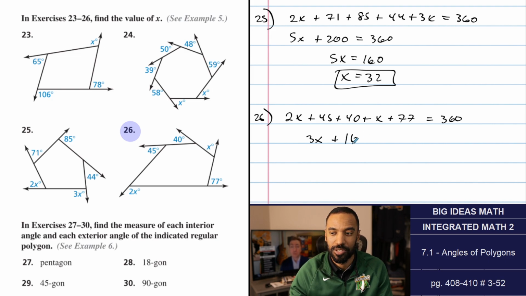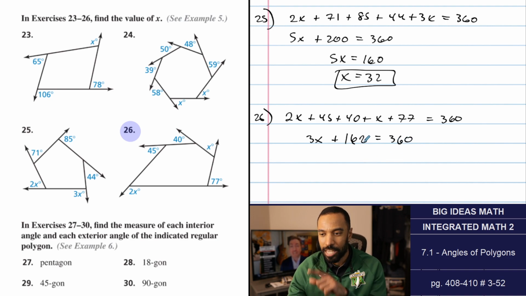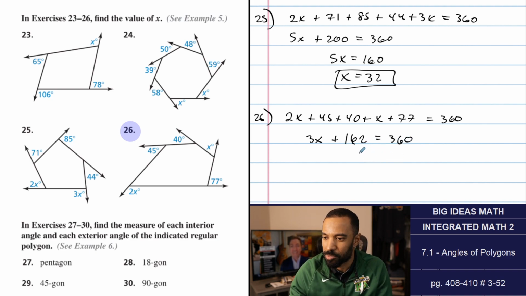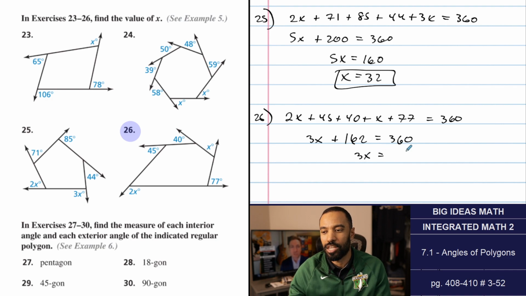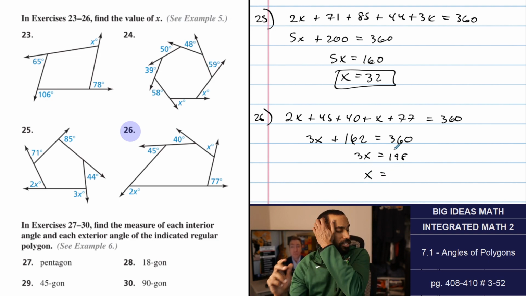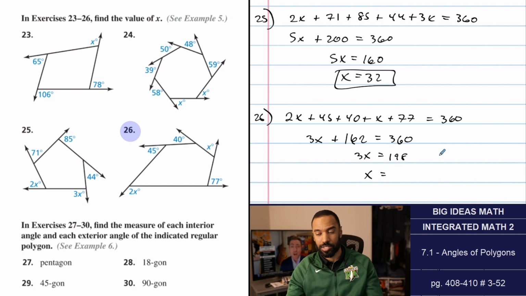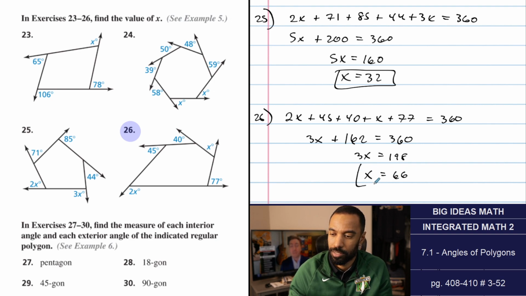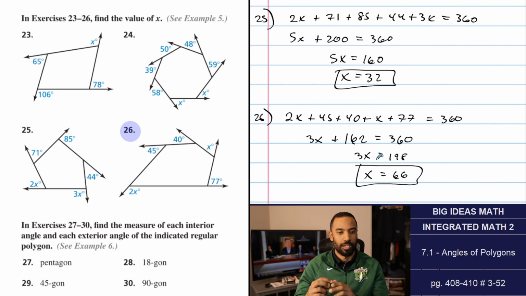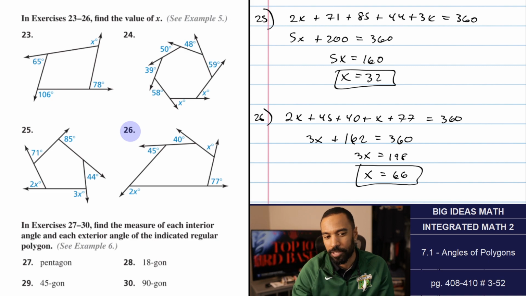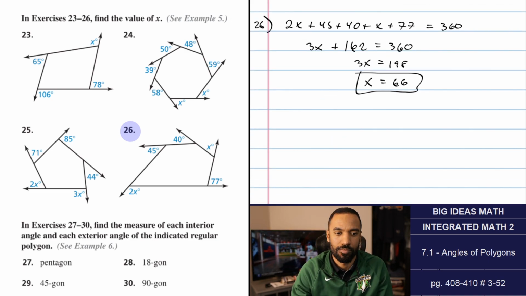Number of baseball games in a season. One of my favorite numbers of all time. And keep it that way. Do not reduce the number of baseball games in a season, please. 3x equals 198. X equals 66. I think that's 66 there. And it sure looks enough like 66 for me to say I'm going to move on.